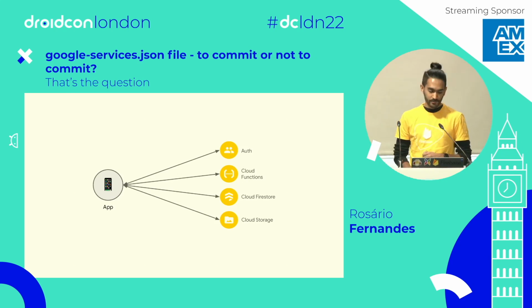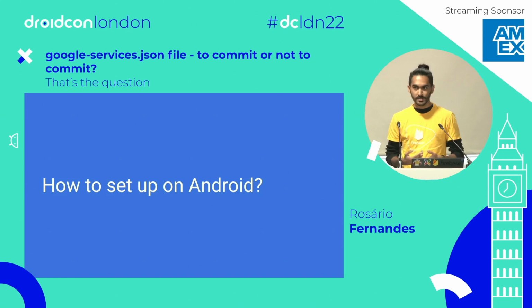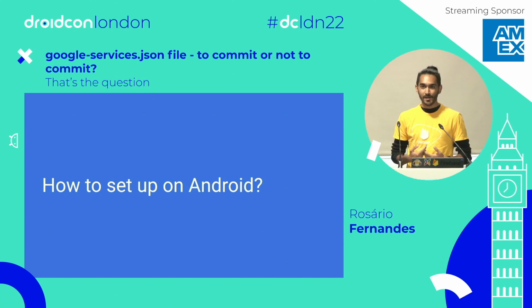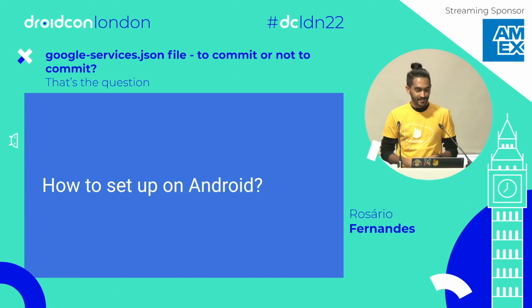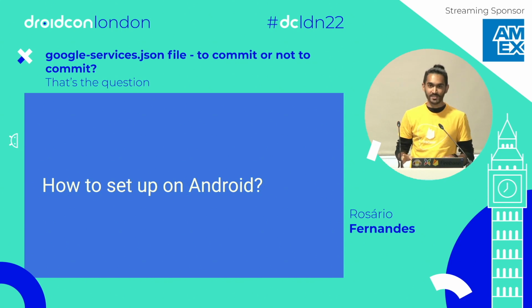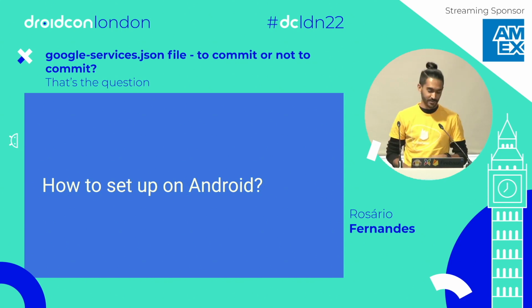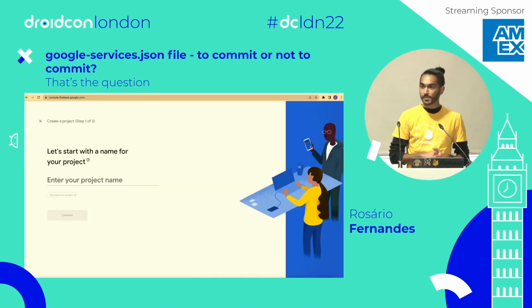So if you're getting started with Firebase, you'll probably be wondering how to set it up on your client app. This is DroidCon, so I'm assuming Android. Maybe by a show of hands, how many of you have ever set up Firebase in your Android app? All right, most of you. Great. If you haven't, then I'll show you how it's done, just in case.